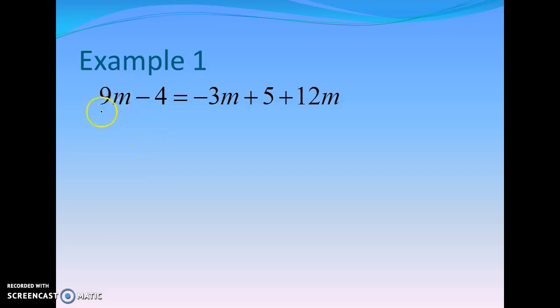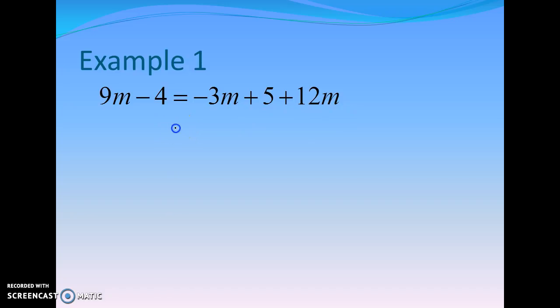Okay, so the first example that we're going to work out together, you'll see on the left side I have a 9m, and I also have a -4. These are not like terms, therefore I cannot combine them on the left side of the equal sign. Now let's check this out over on the right side. So I have a -3m over here, a 5 that has no variable attached to it, in other words that's a constant, and then I have a 12m. So hopefully you can see right away that my like terms are going to be the -3m and the 12m.